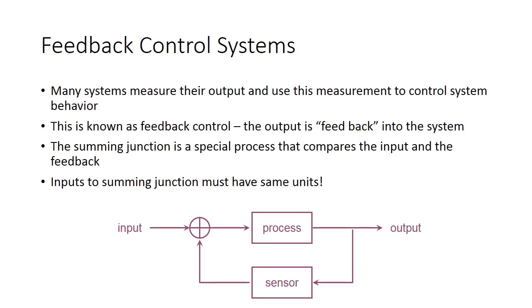Many systems measure their output and use the measurement to control the system behavior. This is known as feedback control. The output is fed back into the system. The summing junction is a special process that compares the input and the feedback. Inputs to the summing junction must have the same units. It's just a little side note. So at the bottom you can see you have an input signal, the little circle with the crosshair in the middle, that would be the summing junction. You have a process, you have the output, and then out of the output you also have a sensor or a feedback that comes back to the summing junction.